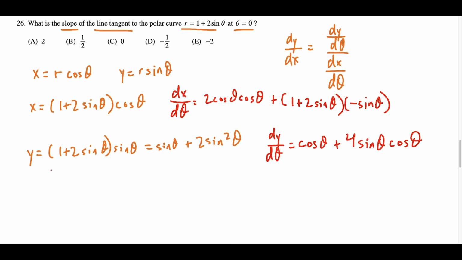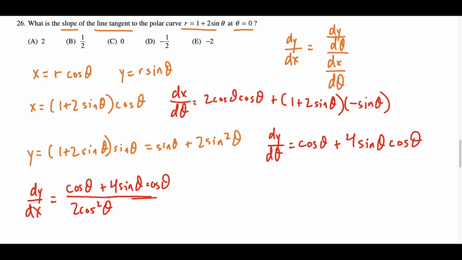So for the next step here, dy dx is equal to, we have cosine theta plus 4 sine theta cosine theta, and this is all being divided by this messy derivative here. This would give me 2 cosine squared theta, and then I'd have plus 1 plus 2 sine theta times negative sine theta. But they're going to give us a nice value to plug in. We want to know what is the derivative at theta equals 0.